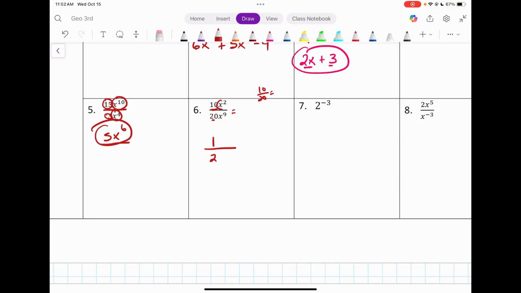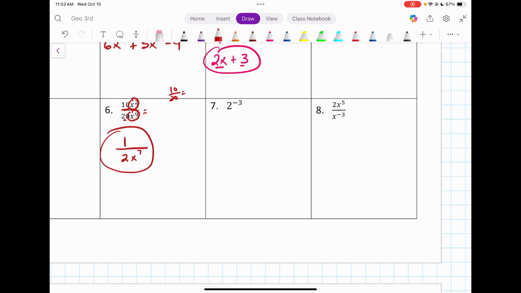Now, I teach this slightly different. Anytime you have more x's on bottom than you do on top, we are still going to subtract. However, you're going to be left with x's on bottom when you subtract them. So when I subtract 9 minus 2, since there's more on bottom, I put my x to the 7th on bottom. There's your final answer.